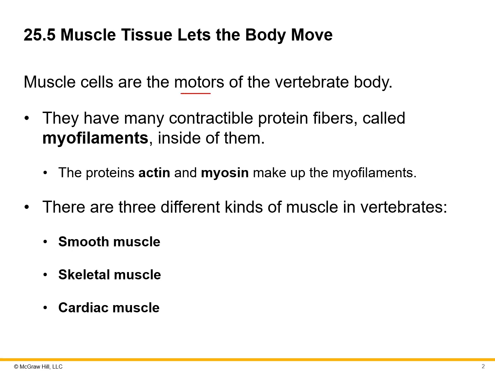More specifically, inside our muscle cells, there are protein fibers called myofilaments, and they are made up of two main proteins called actin and myosin, which we'll be talking more about today. Now, there are three different types of muscles that we mentioned back at the beginning: smooth muscle, skeletal, and cardiac.